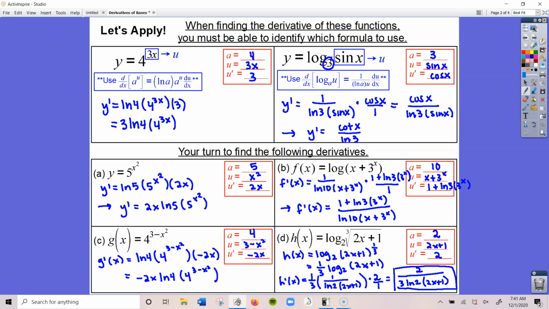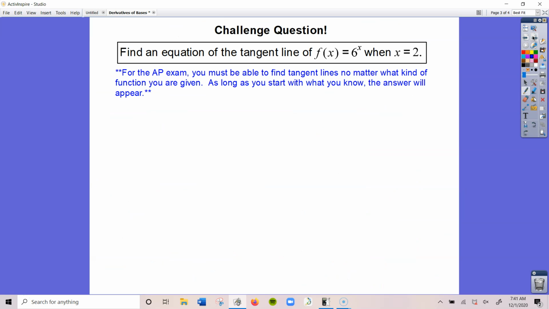Let's go ahead and look at another question. Here we're going to find the equation of the tangent line for f of x equals 6 raised to the x, when x is equal to 2. Now you have to remember that for the AP exam, finding the equation of the tangent line is one of your most common questions. And you have to be able to find the equation of the tangent line no matter what kind of function is given.